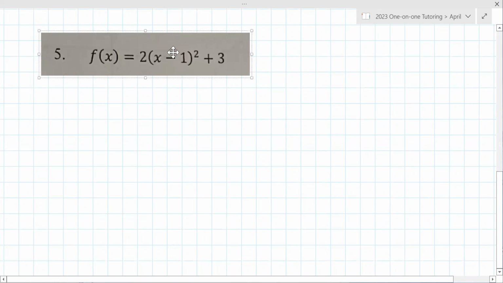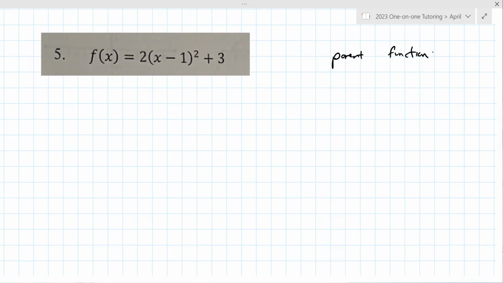All right, number 5: 2 times (x minus 1) squared plus 3. Let's start out with what is the parent function? I know the parent function. The parent function is x squared. It is x squared. Very good.